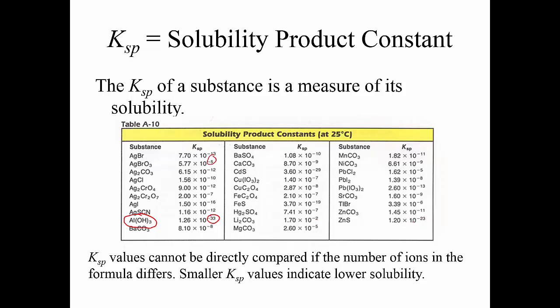Now another question could be which would have the most. Look at this one. Let's compare here, here, here. I'm just looking at those three silvers. If they are all saturated, which one would have the most silver ions in solution? So you just look at the solubilities.